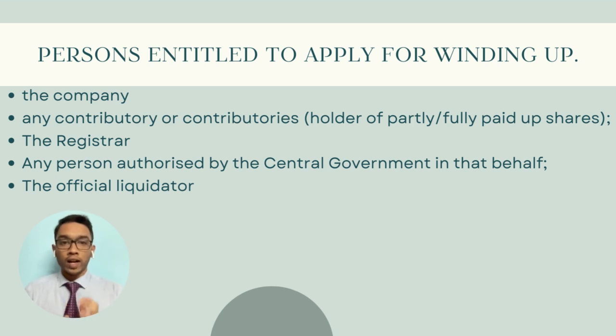Now let's discuss who are entitled to apply for winding up of a company as per Companies Act 2013. Section 272 of the Companies Act 2013 clarifies the list of persons who shall be entitled to apply for winding up of a company. First, the company itself can apply for winding up by passing a special resolution in a board meeting where a minimum of 75% approve of winding up of the company.